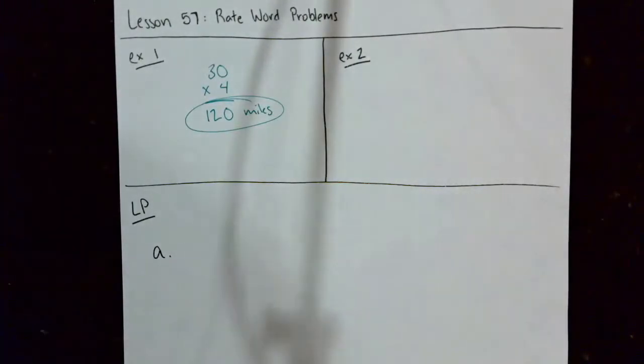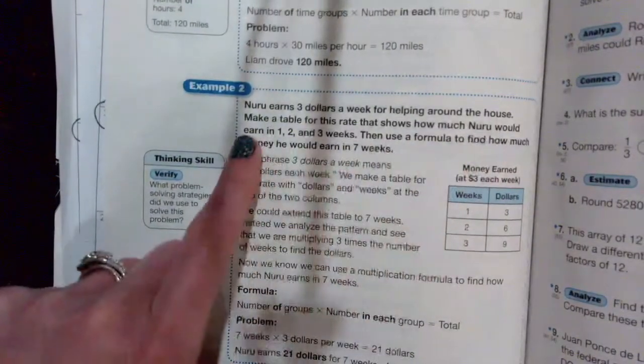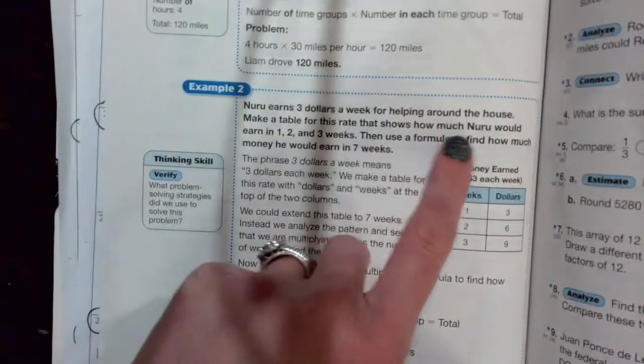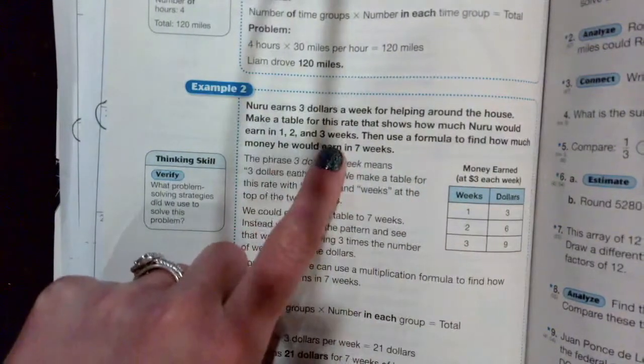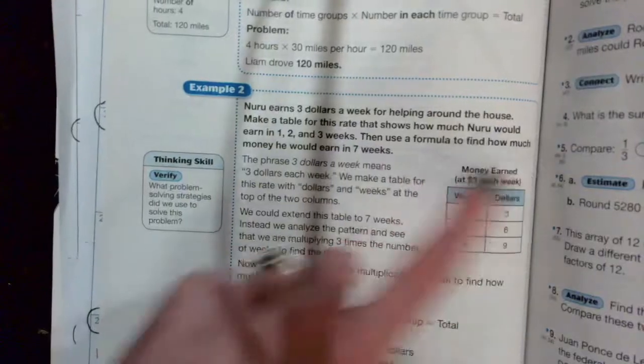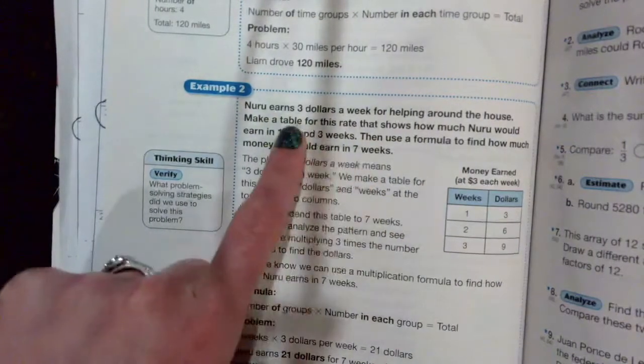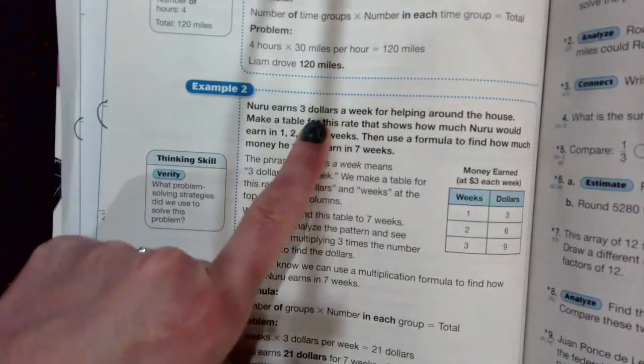Example 2 here says Nuru earns $3 a week for helping around the house. Make a table for this rate that shows how much Nuru would earn in 1, 2, and 3 weeks. Then use a formula to find out how much money he would earn in 7 weeks. So he earns $3 a week.